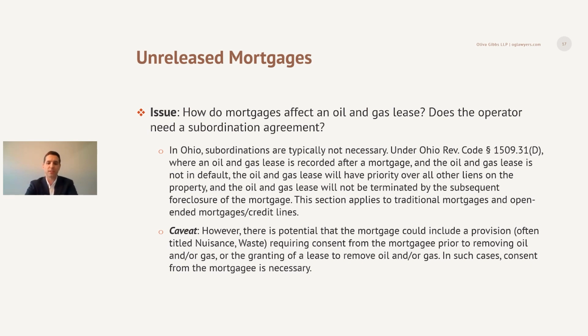And so what happens is if you do come across a foreclosure, then the purchaser of that foreclosed property basically just becomes the new lessor, and any payments due under the lease will just be made to them. Sometimes when you come across mortgages, you'll see a nuisance waste provision. And that's really just the lender trying to further protect their collateral. And it does require consent from the lender. So if you come across something like that, it is necessary to get consent from the mortgagee or the lender.